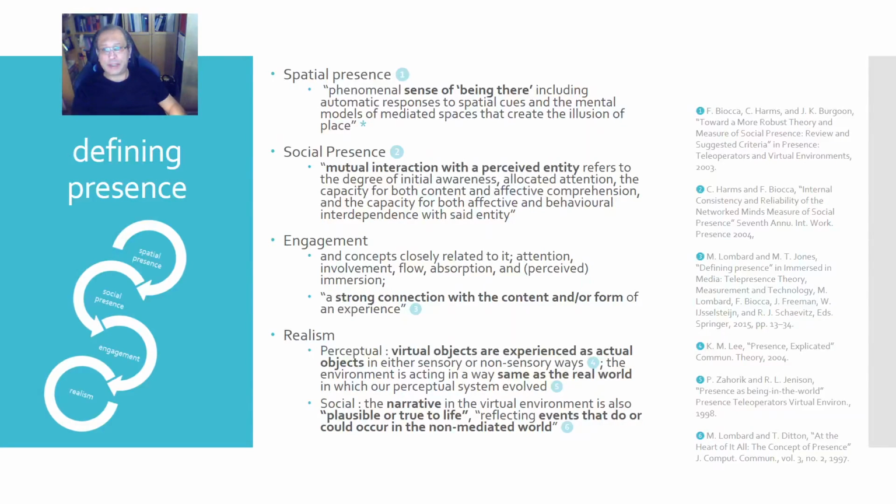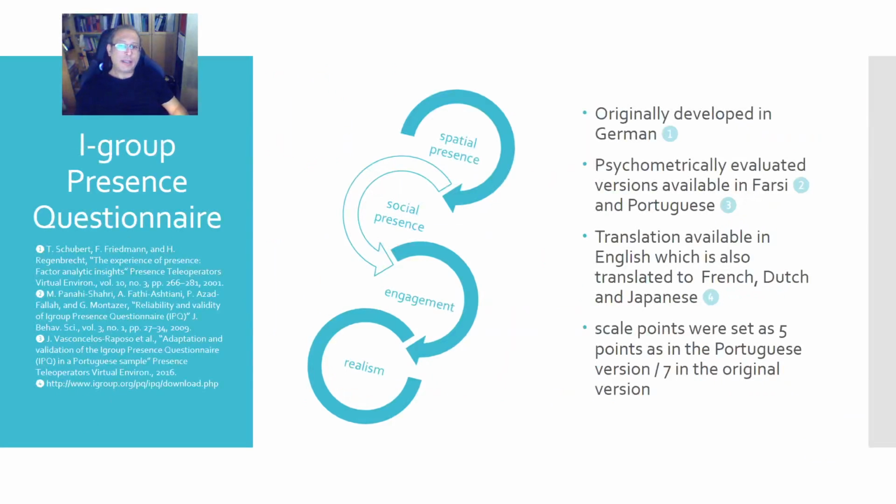And the I-Group Presence Questionnaire is capable of assessing spatial presence, engagement, and realism, just with 14 items. It doesn't include social presence dimension, but in most of the virtual environments, these three are enough to understand the user experience in the virtual environment.